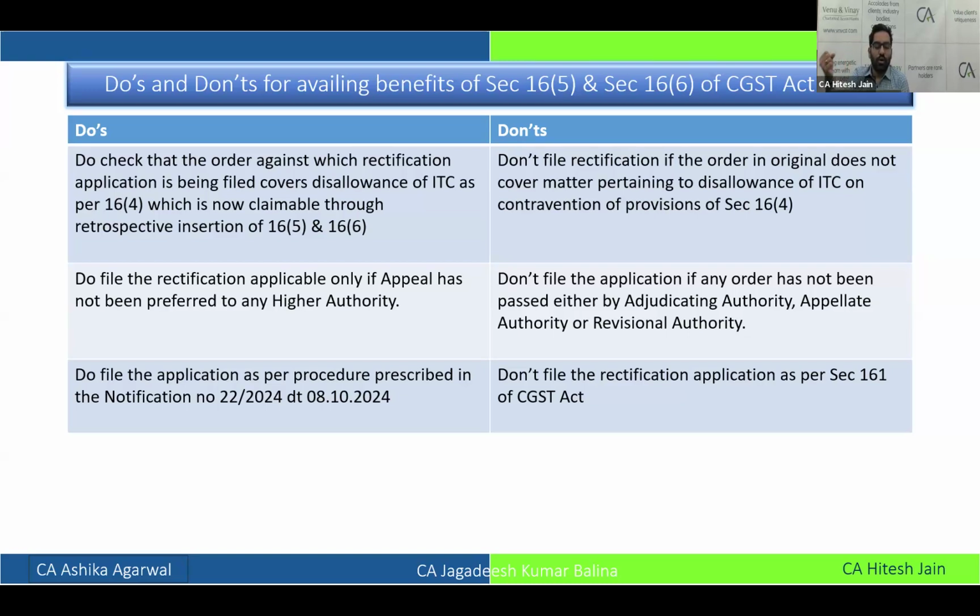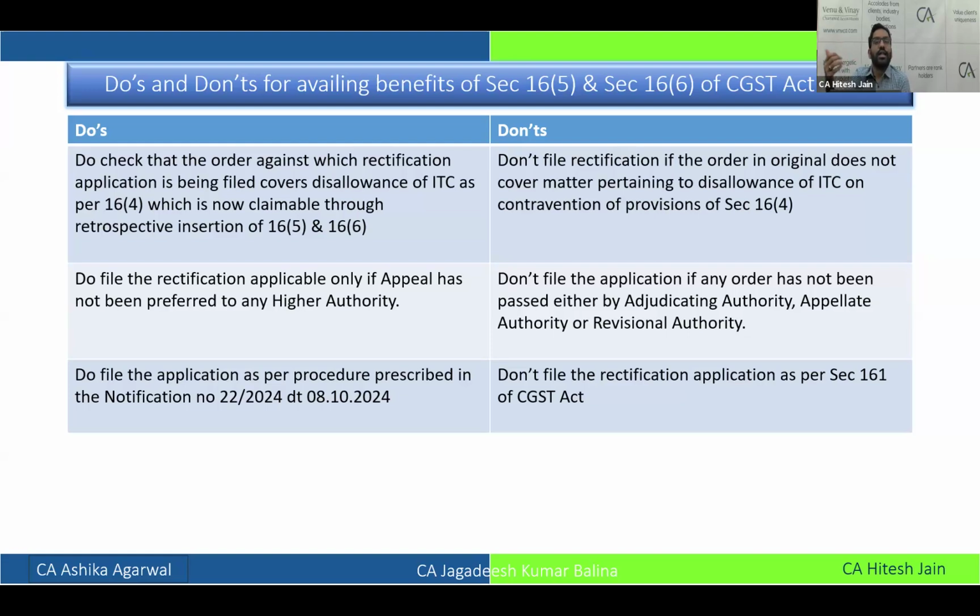Now, the second do: file the rectification application only if appeal has not been preferred to any higher authority. Suppose your adjudication order has been passed, but you have preferred an appeal and your appellate order is pending, or your appellate order has been passed, but you have filed a writ petition, or you cannot file an appeal to GST tribunal as it's still not active yet. So in such cases, whereby you have preferred an appeal to a higher authority against the order passed by a lower authority, you cannot avail the benefit of rectification as provided under 16(5) through this notification.